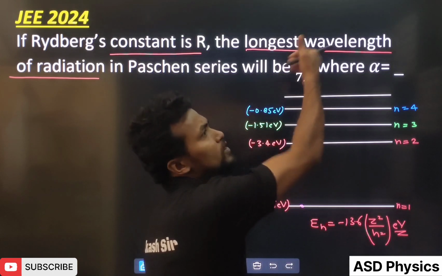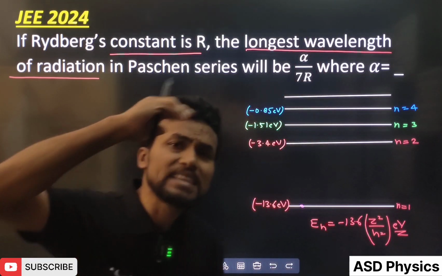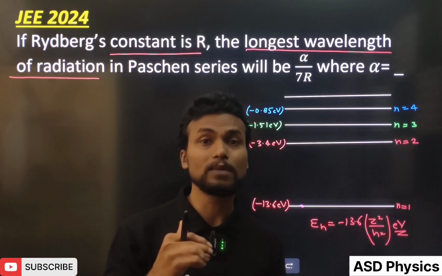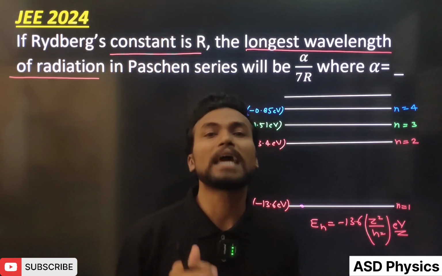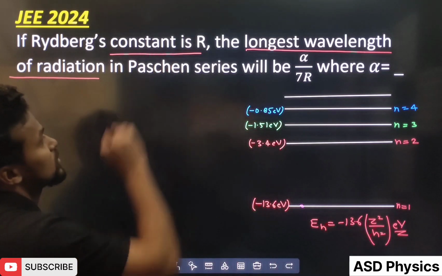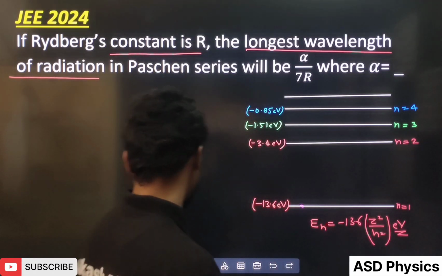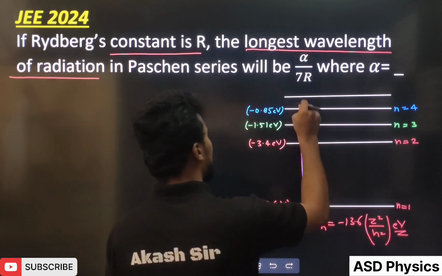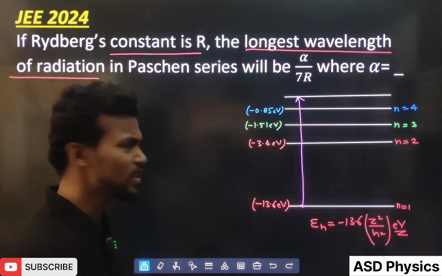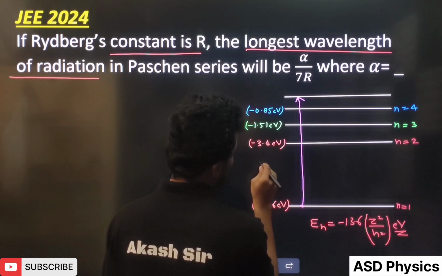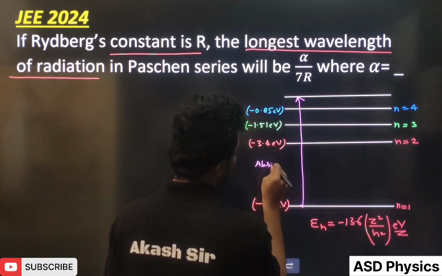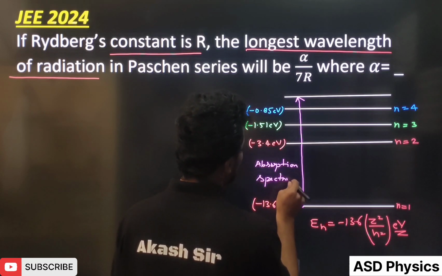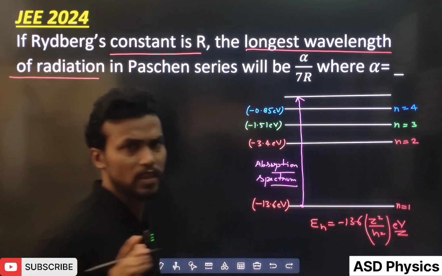But when the electron goes to the higher energy state, it will stay there for 10 to the power minus 8 seconds, and when it comes back, that time only the emission spectrum will come. This question belongs to the emission spectrum. Just for a normal example, in the absorption spectrum, always a single spectrum line will be there.